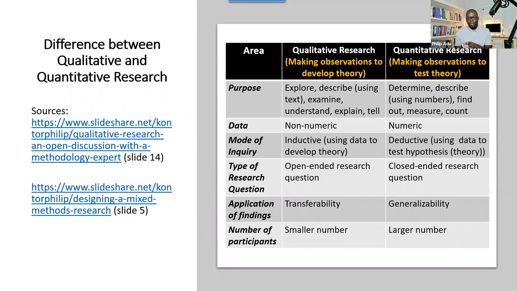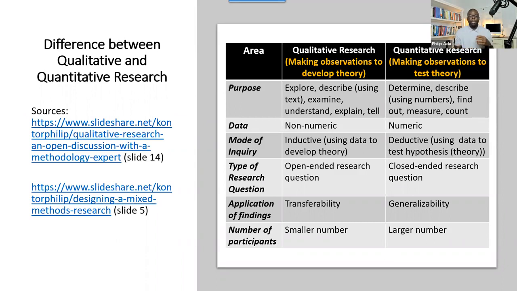And for the quantitative portion, when you are constructing the purpose of the study, you use words like determine, describe with numbers. So you can do research just to describe variables using numbers, measuring specific variables and presenting the mean and the standard deviations of the variables you have measured. You can also use find out, measure, and count.